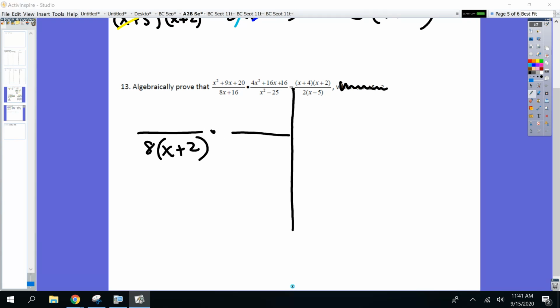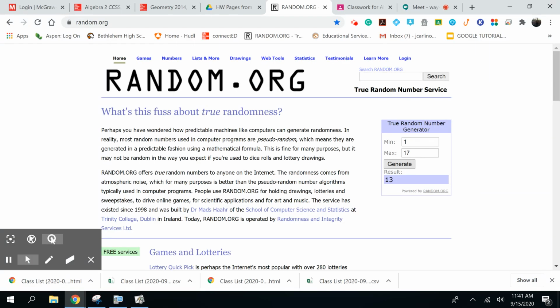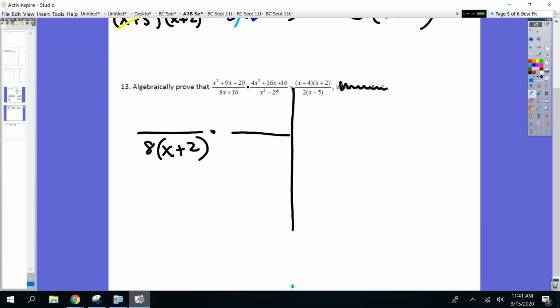All right, what else do you want to factor here, kids? Sophia. The x squared minus 25. Go right ahead. x plus 5, x minus 5. Great job. Difference of 2 perfect squares. All right, nice work.